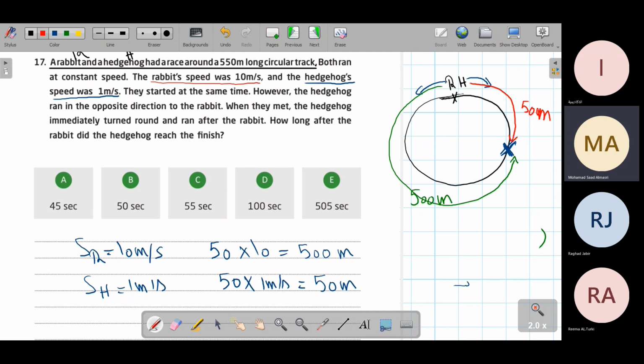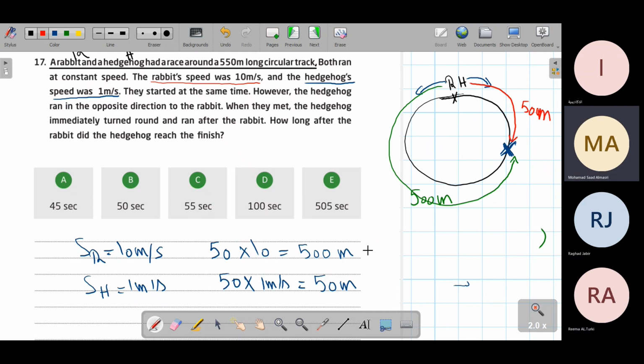So you can create an equation according to the distance and the speed and the time of the rabbit, and also the distance and the speed and the time of the hedgehog, because there is a relation between them: D1 plus D2 must be equal to what? D1 plus D2 must be equal to 550 meters. Yes. So as a physics, you can do it.